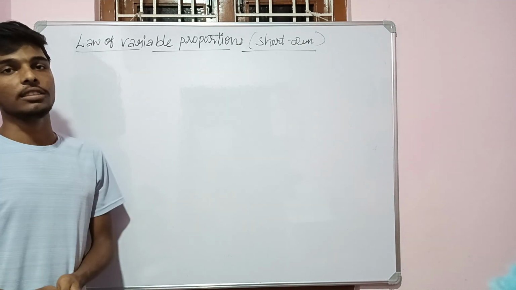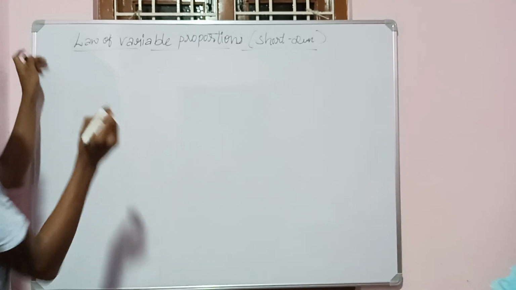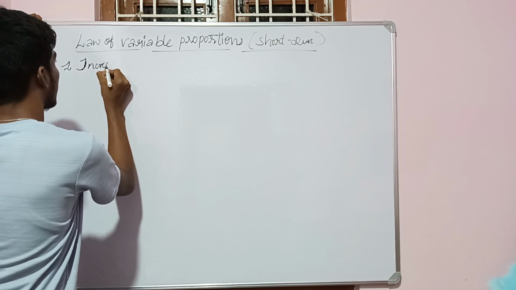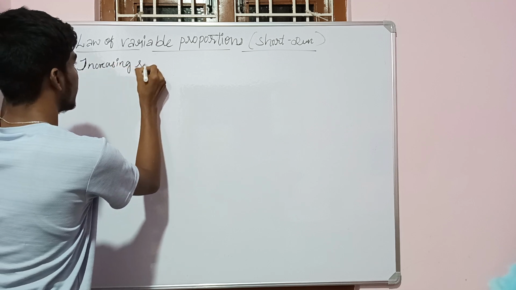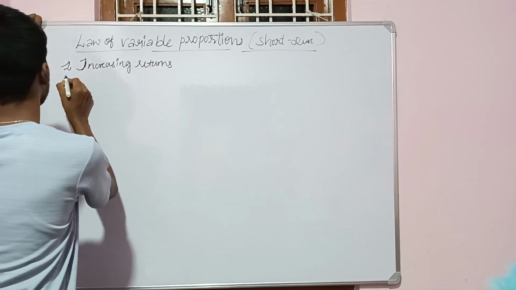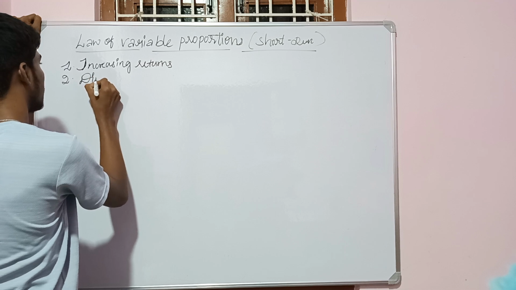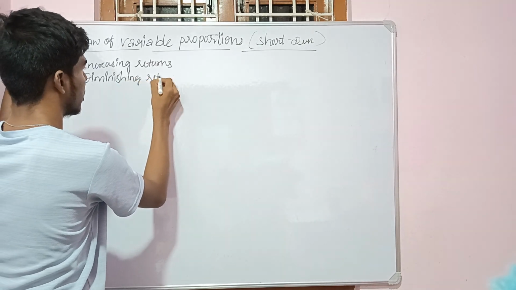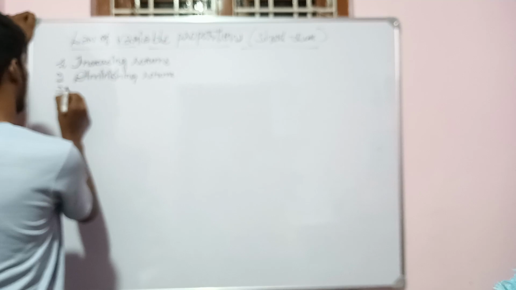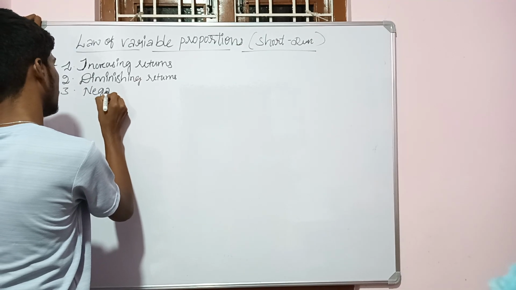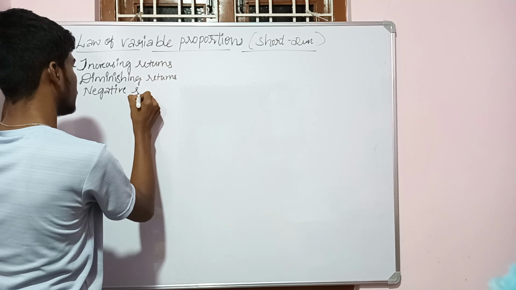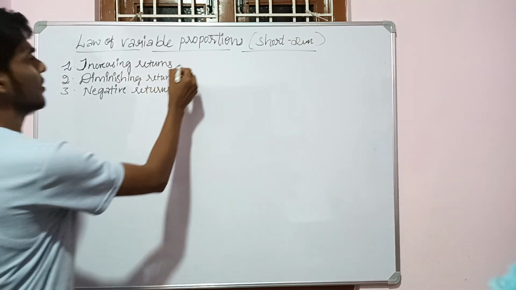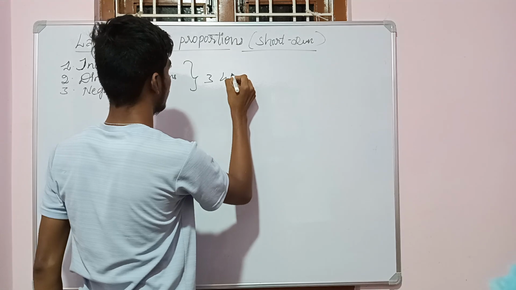There are three stages of the law of variable proportions. They are: 1, increasing returns. Second one is diminishing returns. Third one is negative returns. These are the three stages of the law of variable proportions.